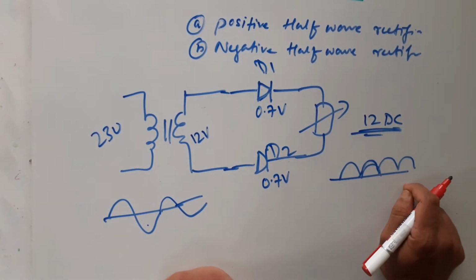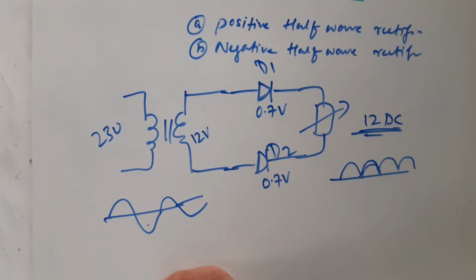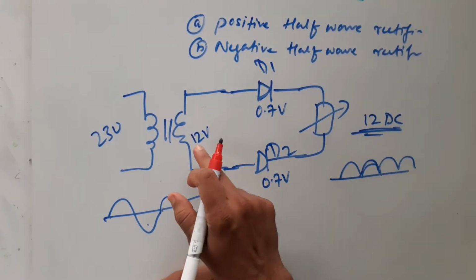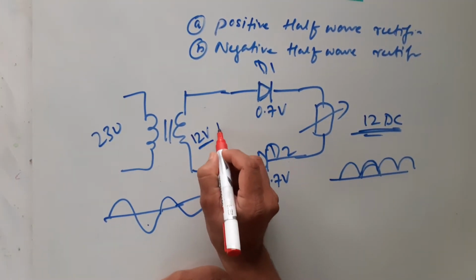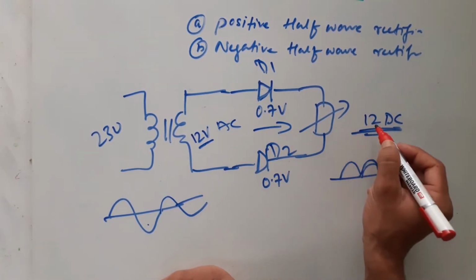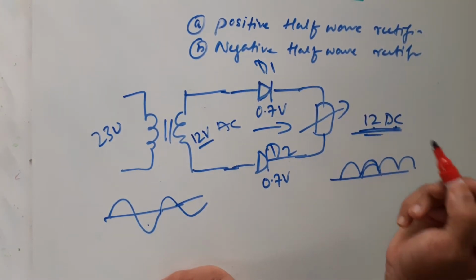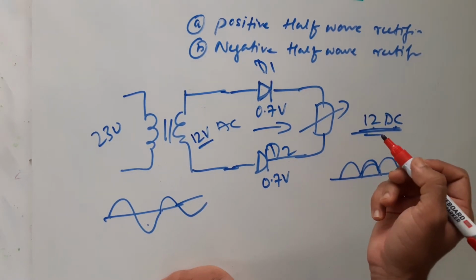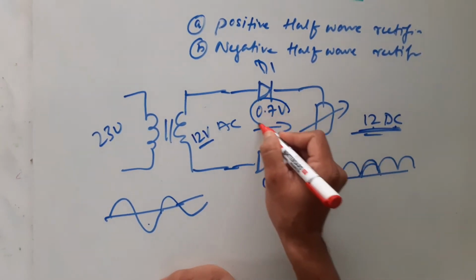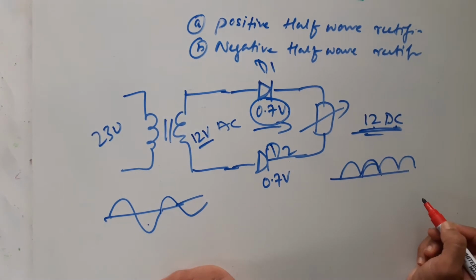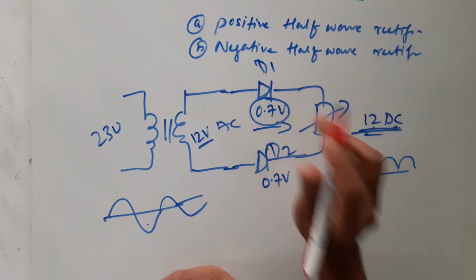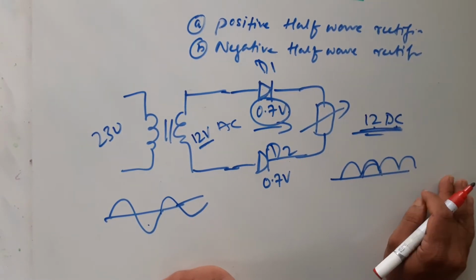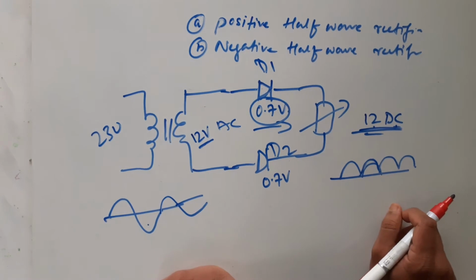Now let me ask you one thing. If you are asked to rectify a voltage of 12 volts, you can use diodes. 12 volt AC is getting converted into 12 volt DC. If I ask you to rectify an AC voltage which is lesser than the diode voltage drop, 0.7 volt, is that possible with this type of circuit? Just think.